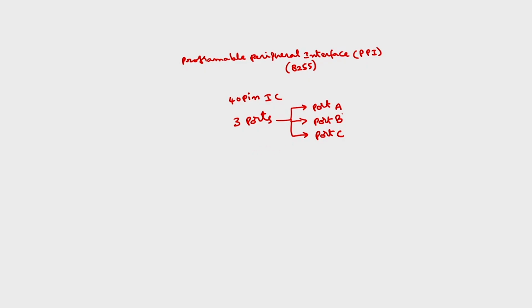And this can operate in 3 different modes called mode 0, mode 1, mode 2. Port A can operate in all the 3 modes, port B and port C can operate in only 2 modes. Okay. So, the detailed pin diagram and the architectural diagram, we will discuss in the next slide.